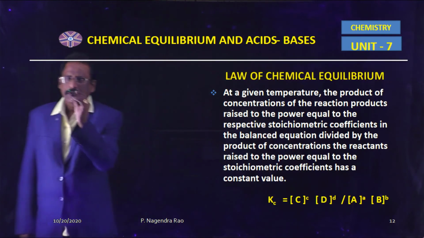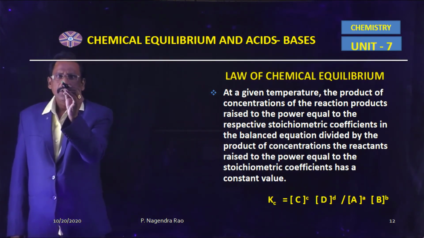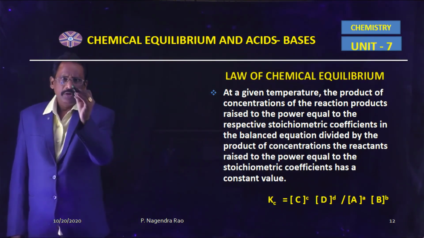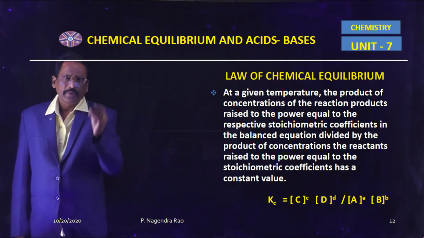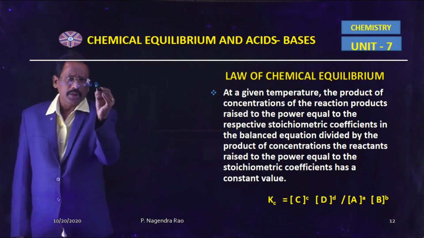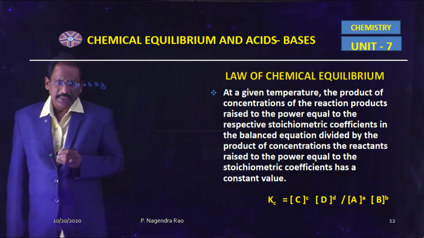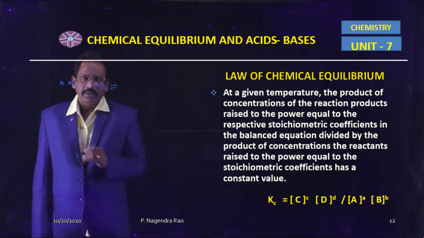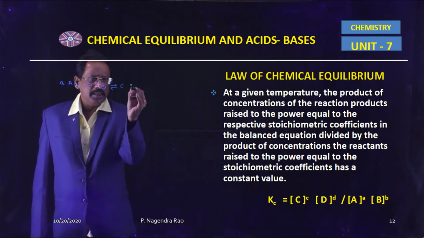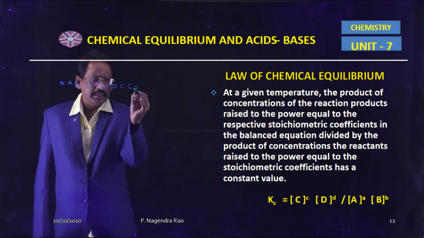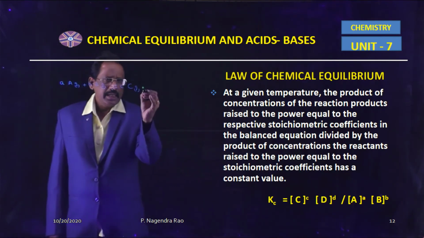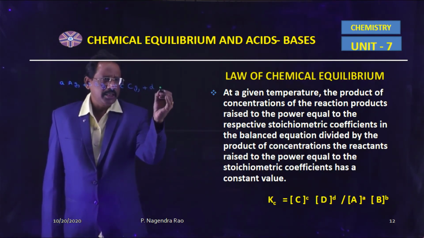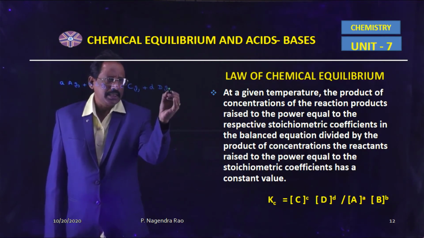For example, small a moles of capital A gas combines with small b moles of capital B gas. It is in dynamic equilibrium with small c moles of capital C gas and small d moles of capital D gas.